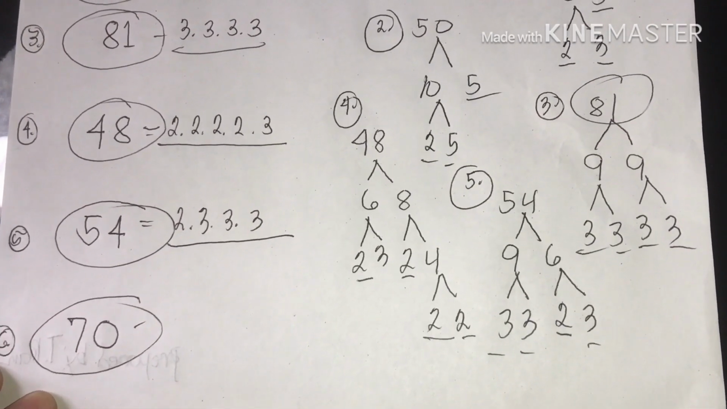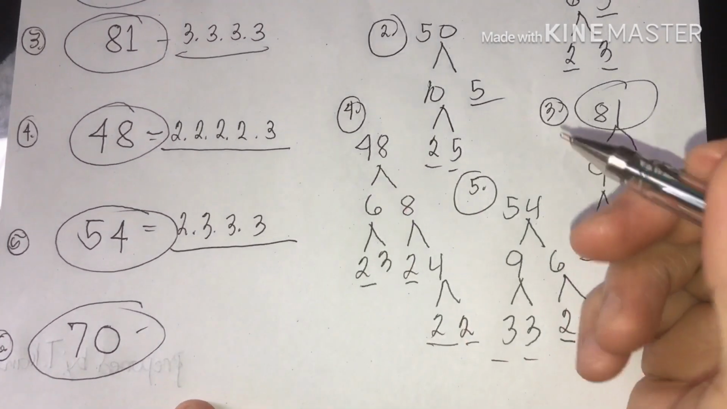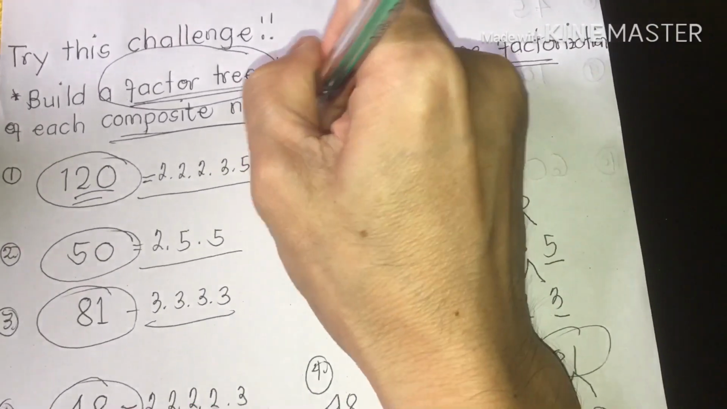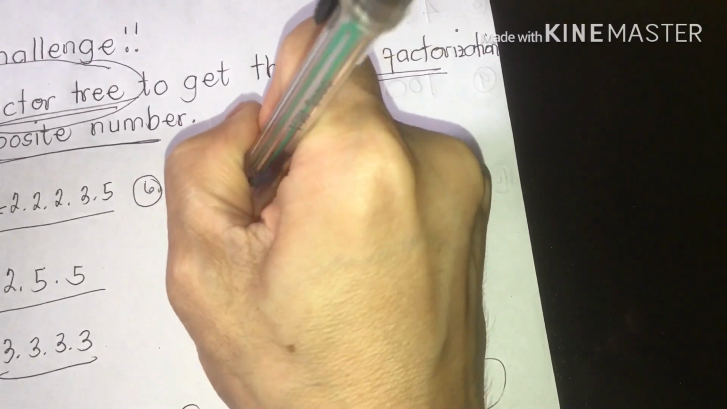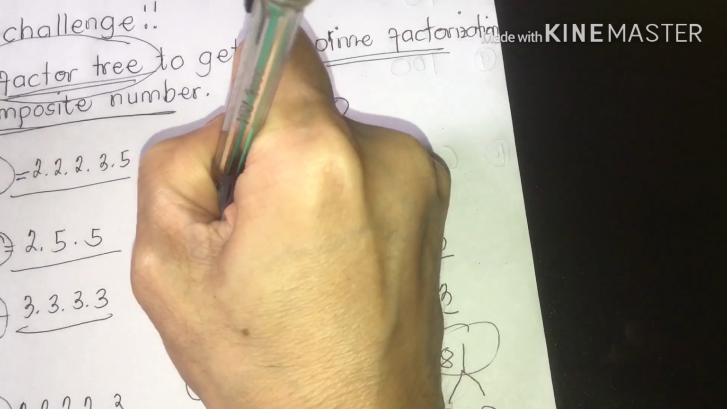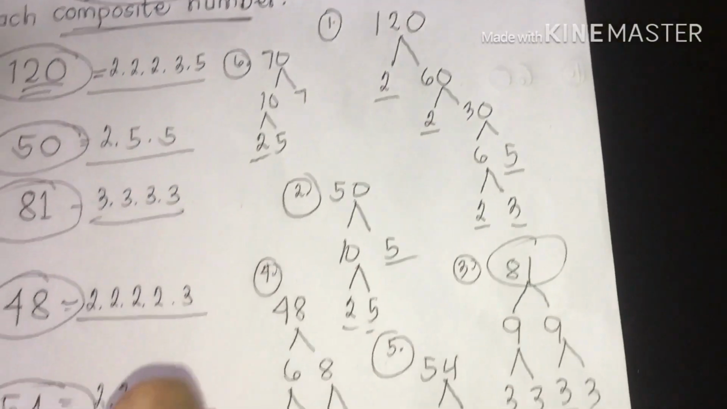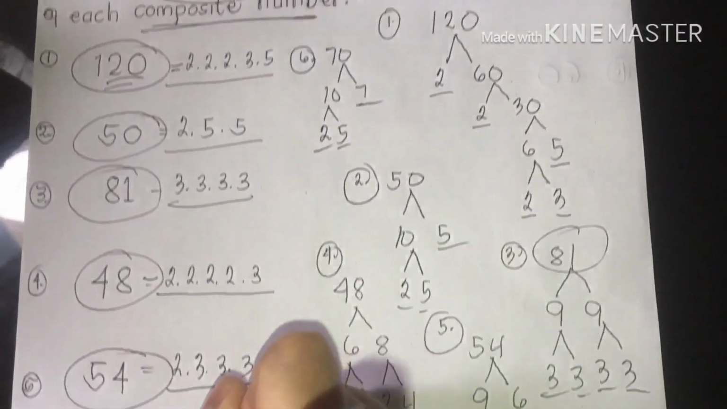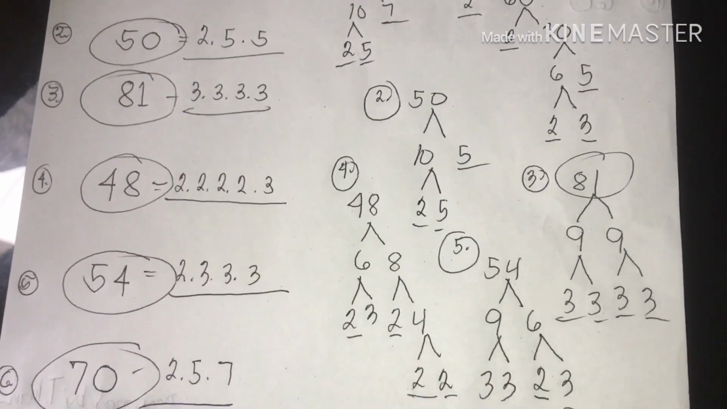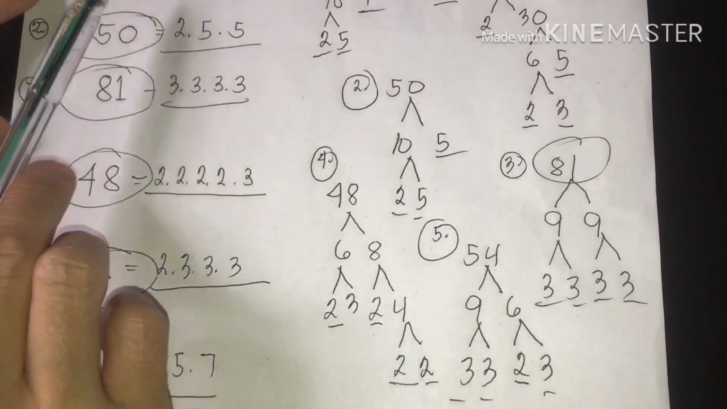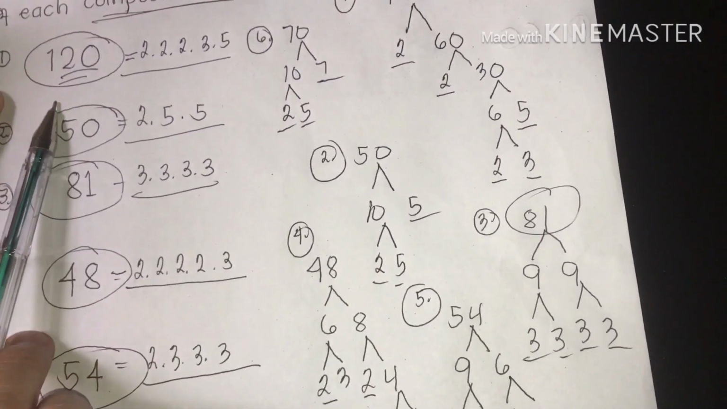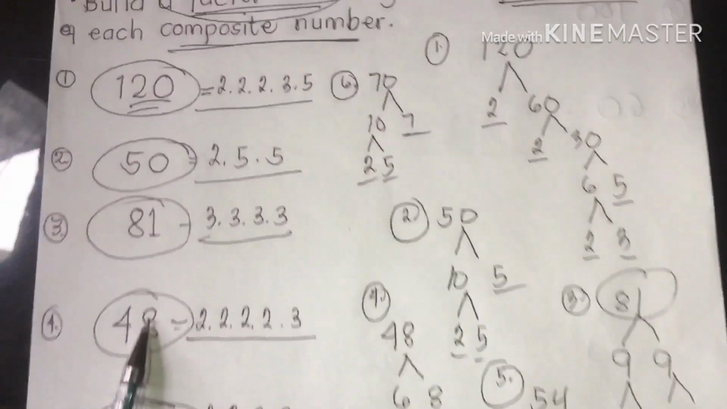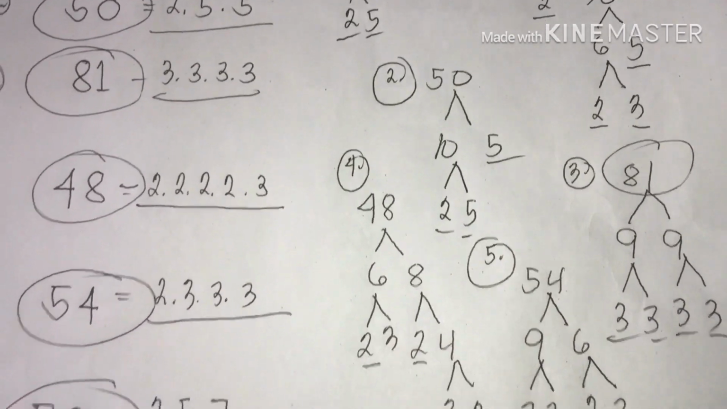Next, number 6 is 70. We're going to factor 70: 10 times 7, then 10 is 2 times 5. So we're going to write first 2, next 5, next 7. These are the factors of 120, 50, 81, 48, 54, 70.